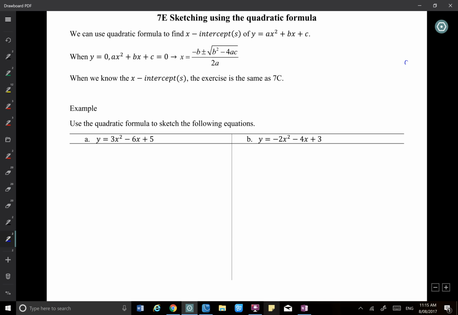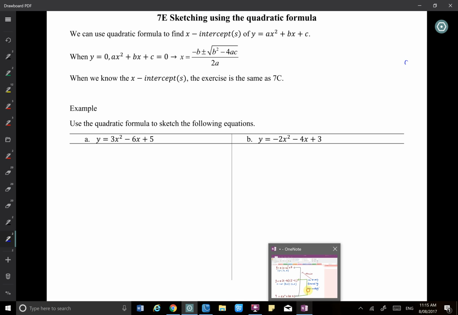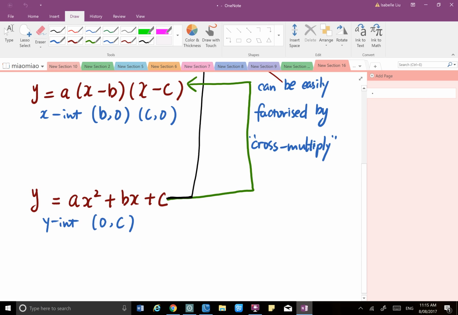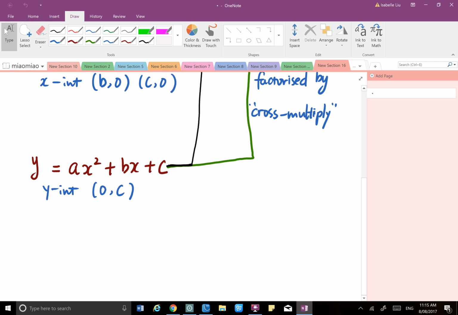In 7E, we're going to sketch quadratics by using the quadratic formula. If we want to use the quadratic formula, we must have the general form of the quadratic, ax squared plus bx plus c.